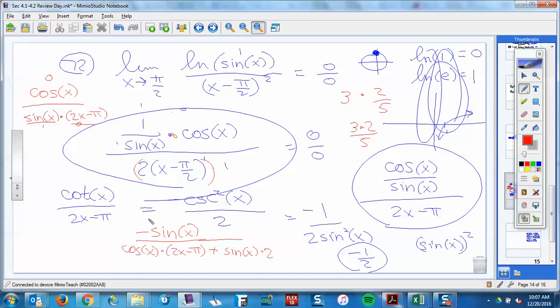Okay, now we put our pi halves in. Sine of pi halves we said was 1. So that's negative 1 on top. Cosine of pi halves we said was 0, which wipes that out. Sine of pi halves we said was 1. 1 times 2 is 2. And negative 1 over 2.